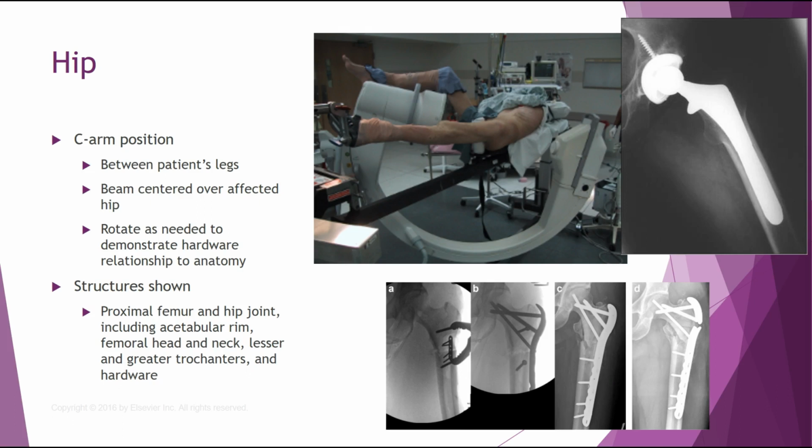The structures shown are going to be your proximal femur and hip joint. So you're going to see the acetabulum, you're going to need to see your greater trochanter, because your surgeon's going to want to see true laterals and true APs, okay?